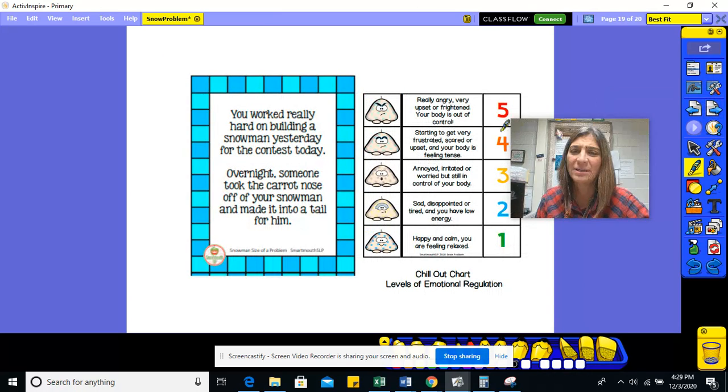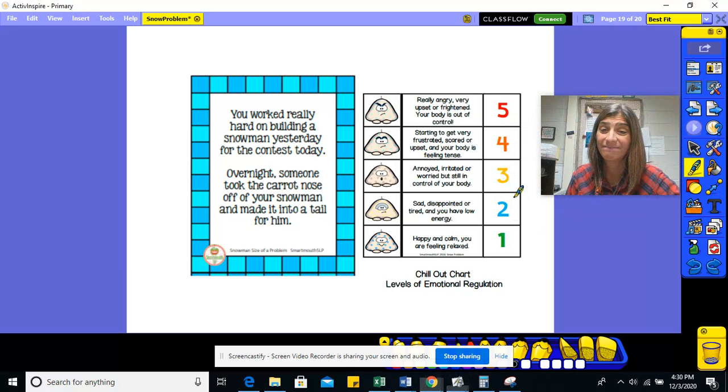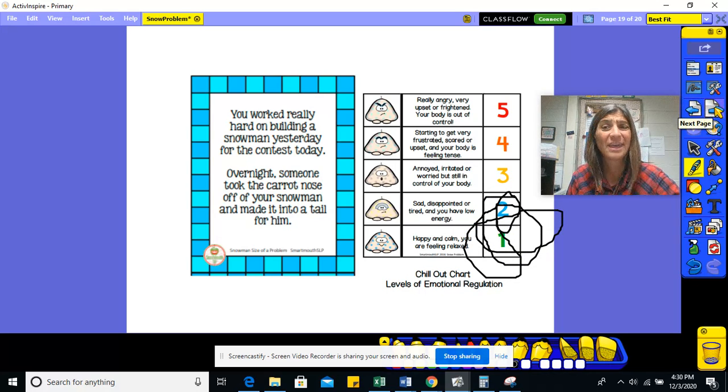You worked really hard on building that snowman. This one's tricky because you're going to be sad or disappointed, right? You're not happy and calm. I mean, you could be. You just stick it back in his nose. So you could be between these 2. I'd like you to not get too irritated or annoyed. Okay, because it's just a carrot and a snowman.